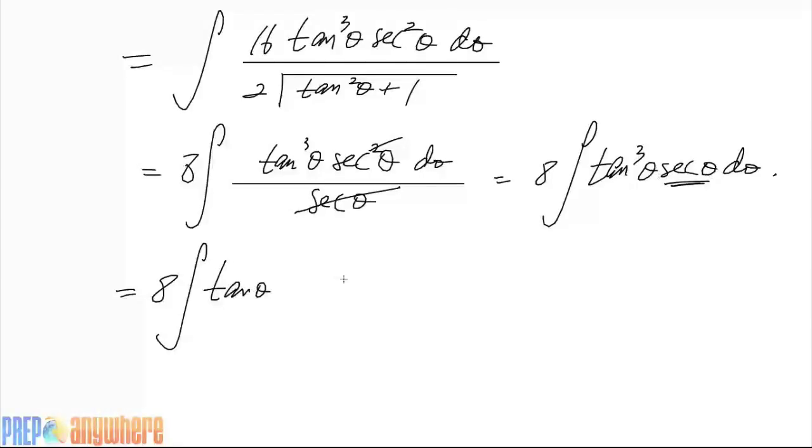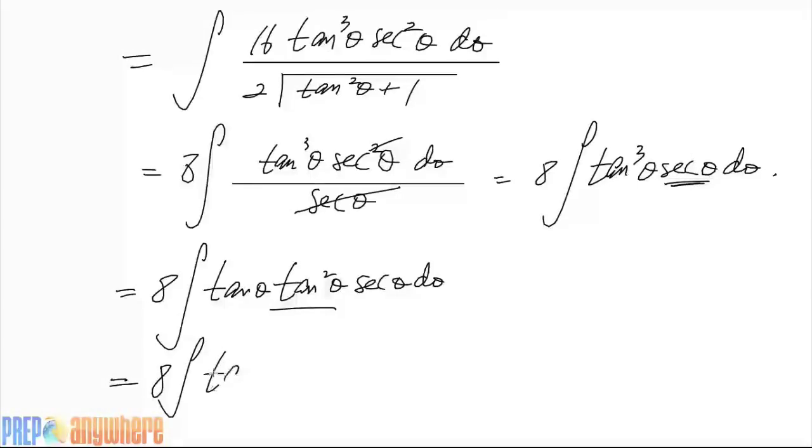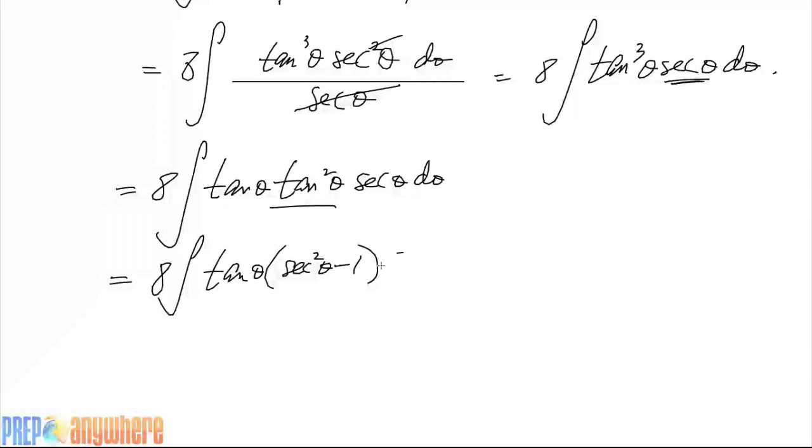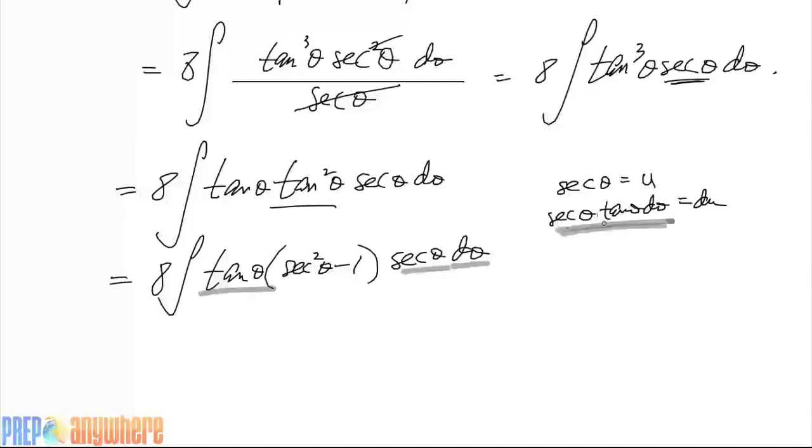Let's try to change this form, and turn the remaining tangent squared into secant squared theta minus 1, from this identity here. Now let's consider secant of theta equal to u. If you differentiate, secant theta tangent theta d theta is equal to du.